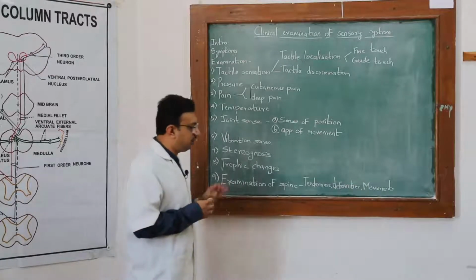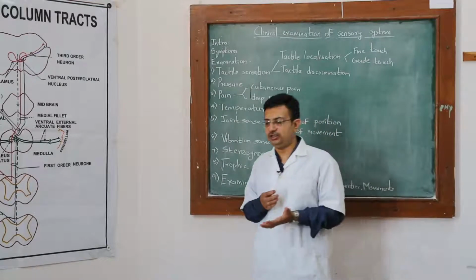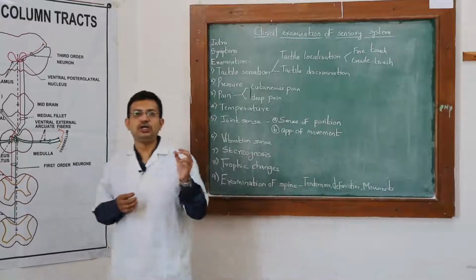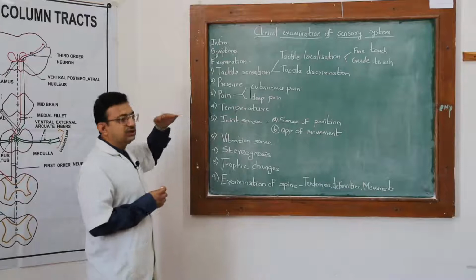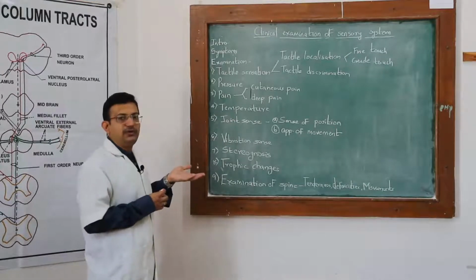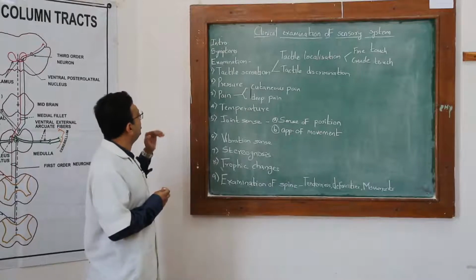In tactile localization, one instrument is used, that is one von Frey hair aesthesiometer, that is used for examining the sensitivity of the touch. So these things will be more clear when we take our demonstration. Now pressure.